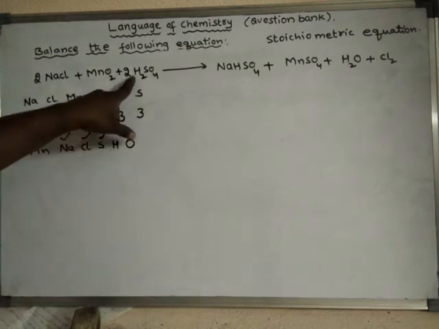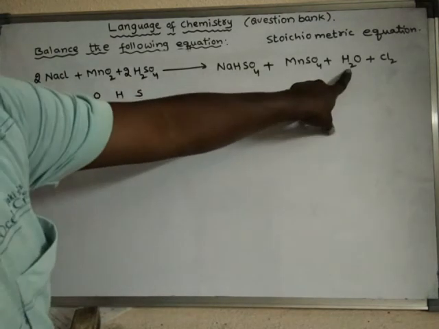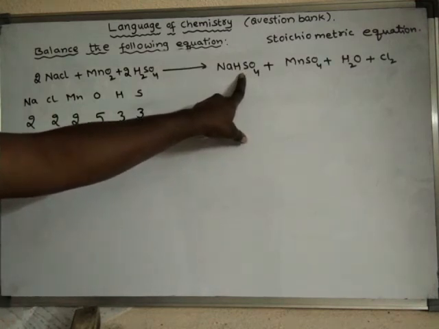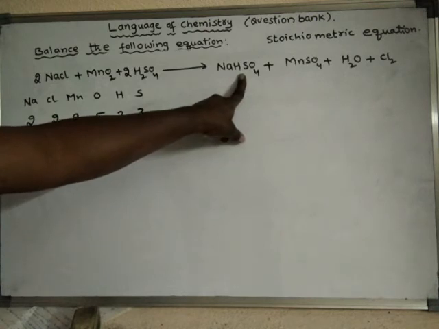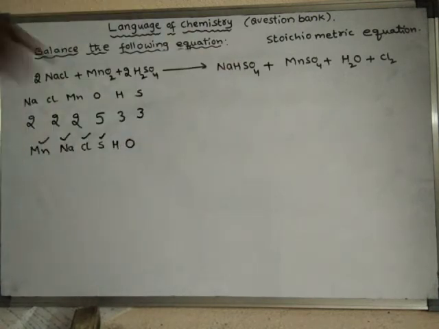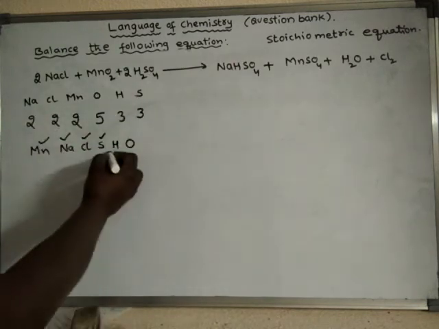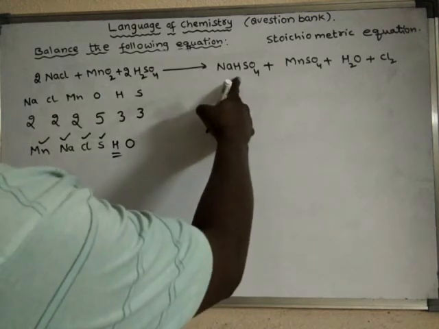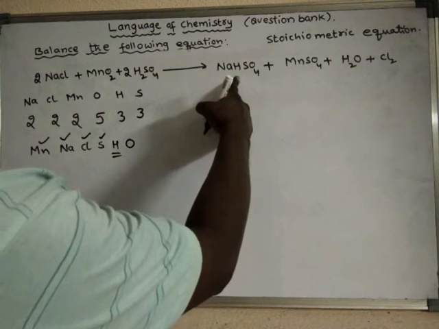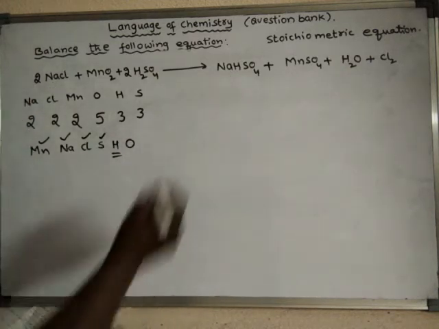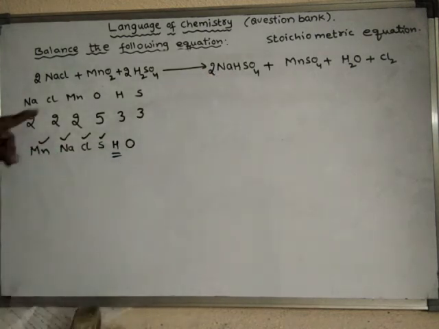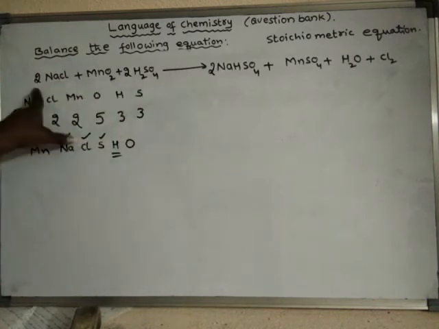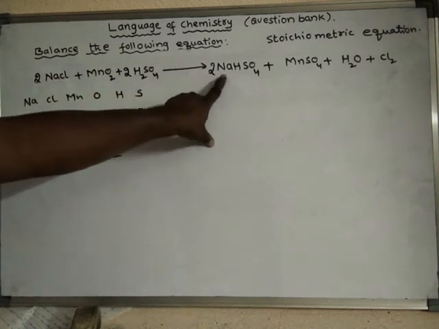Now check for hydrogens. There are 4 hydrogens here, 2 hydrogens here, 1 hydrogen here. Hydrogens are not balanced, just keep them aside. Here 2 sodiums are there. So I have to keep 2 here, because when chlorine is doubled, sodium also will double. So to balance this sodium, I have to keep 2 here, so that there will be 2 sodiums.